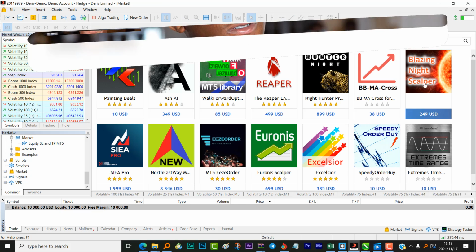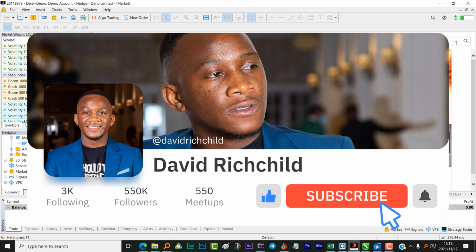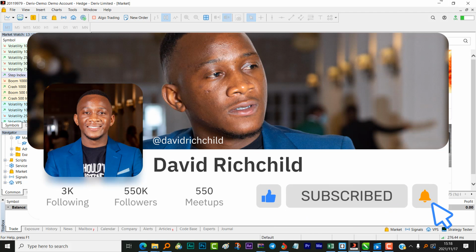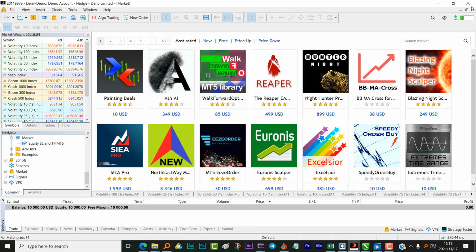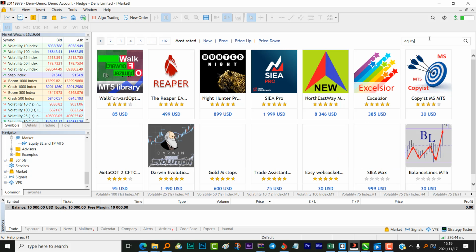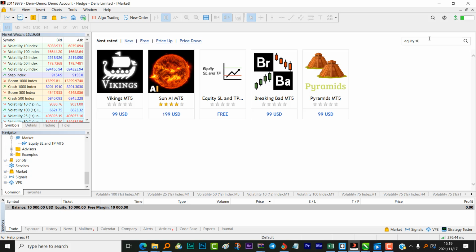Okay, so how you're gonna get this EA is you're gonna go to tools and then go to MT5 market. If you don't have an account at MT5, you can go ahead and open the account so that you can get these free EAs like the equity stop loss take profit. Search here, say, equity SL. You can see this indicator that says equity SL TP, equity SL and TP for MT5. Download that and then it will be installed.